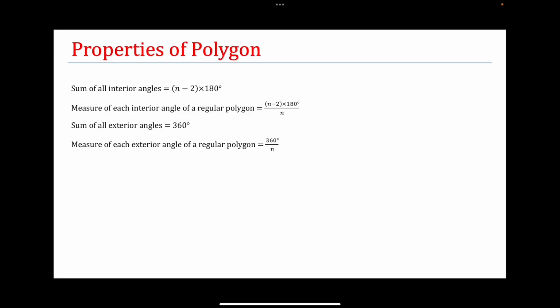Properties of polygon. Sum of all the interior angles: the formula is n minus 2 into 180 degrees. Measure of each interior angle of a regular polygon is n minus 2 into 180 by n. Sum of all the exterior angles is 360 degrees. Measure of each exterior angle of a regular polygon is 360 degrees by n. So n stands for number of sides in all these formulae.